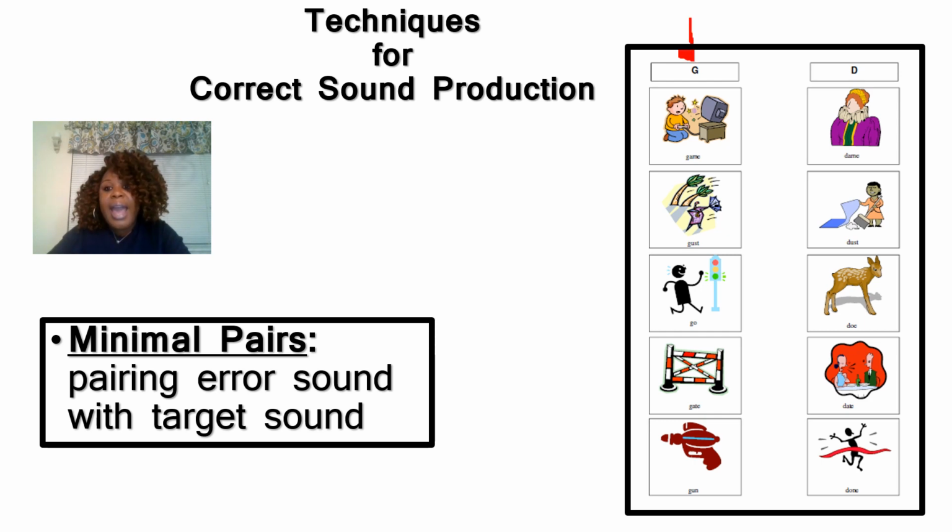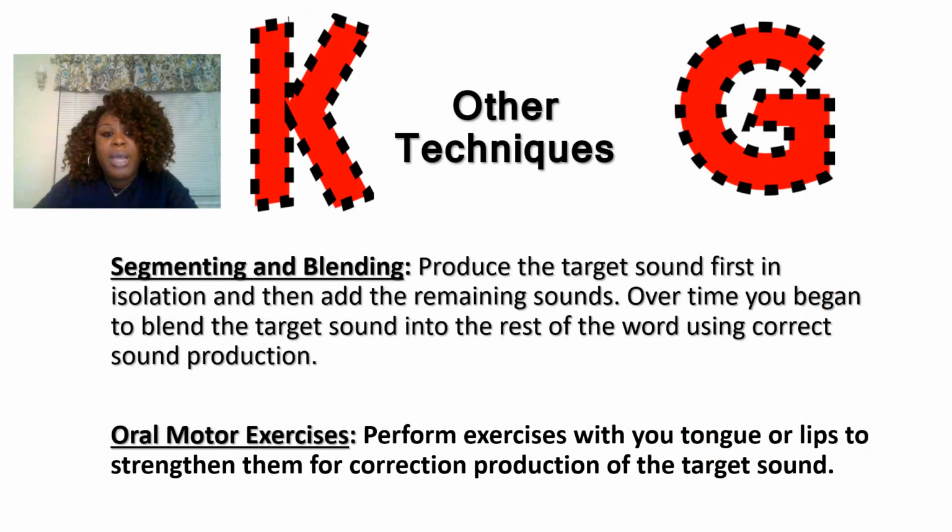G, 8, gate, D, date, 8, date, G, 8, gate, D, 8, date, gate, date, gate, date. And you would do that with the rest of them. So these are just a few techniques that I wanted to present to you. I hope that you're finding them useful, and you can always go back and review if you want more in depth.